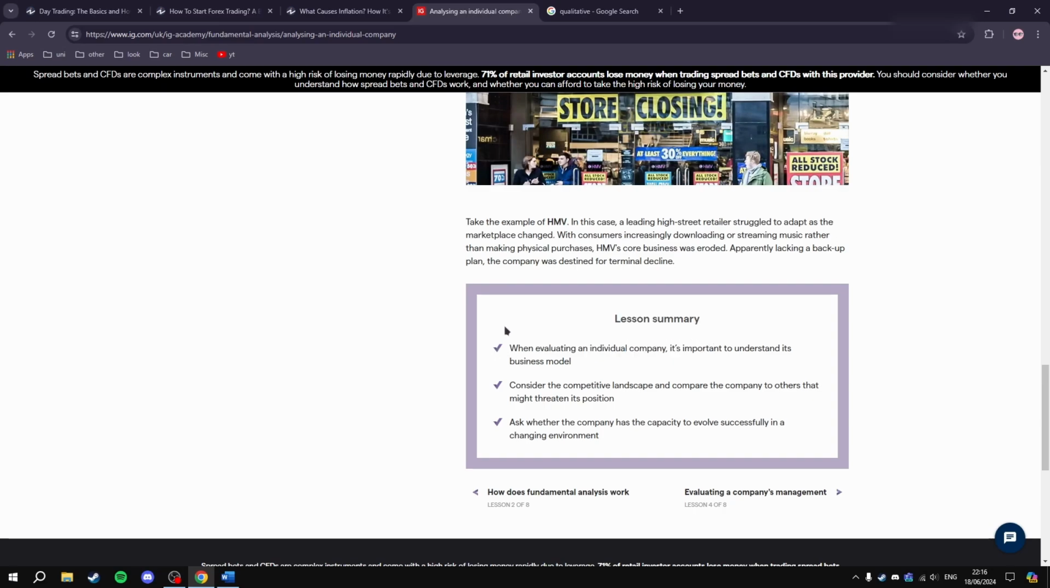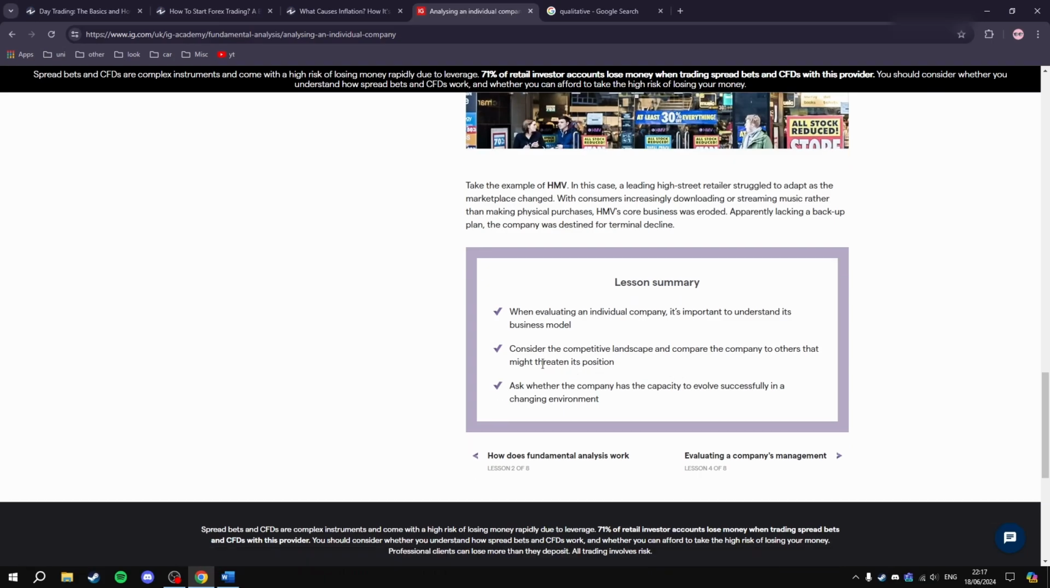So, lesson summary. When evaluating an individual company, it's important to understand its business model. Consider the competitive landscape and compare the company to others that might threaten its position.